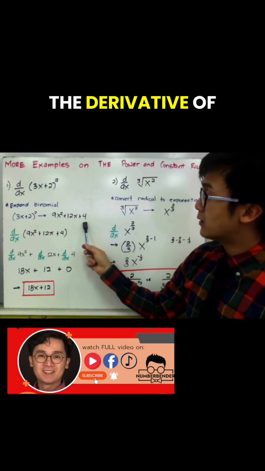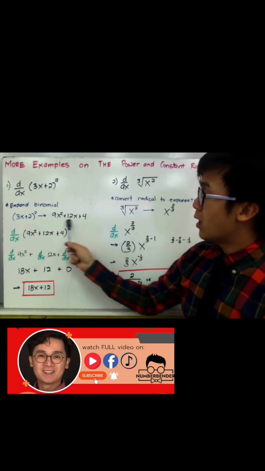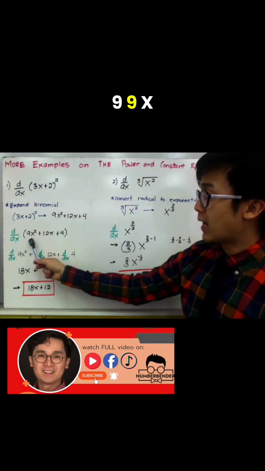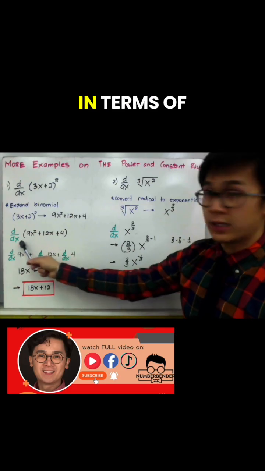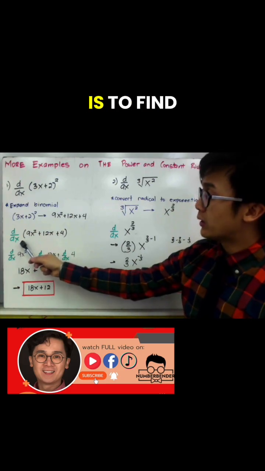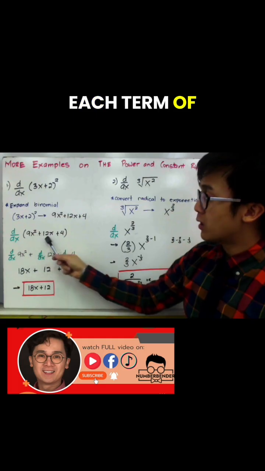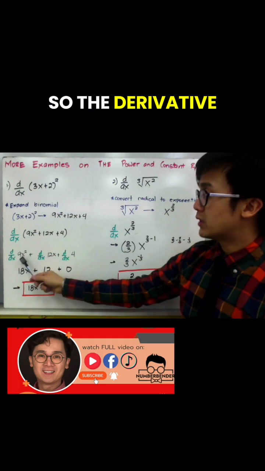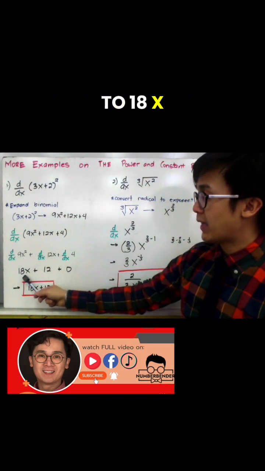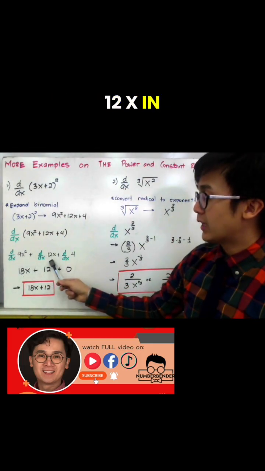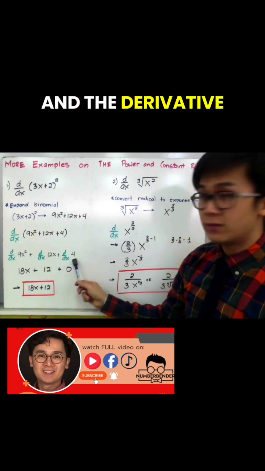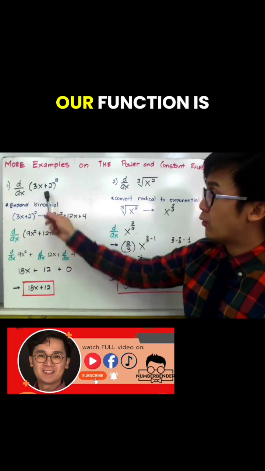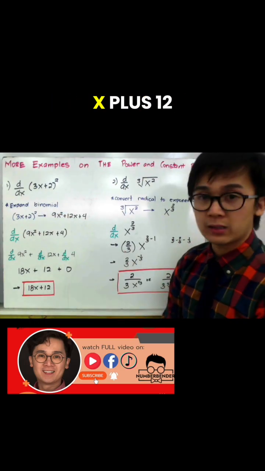And in finding the derivative of this simplest form, or a converted form of our function, we now have the derivative of 9x squared plus 12x plus 4 in terms of x. So what we need to do is to find the derivative of each term of our polynomial to find the derivative of our function. So the derivative of 9x squared is equal to 18x. The derivative of 12x in terms of x is 12, and the derivative of 4, which is a constant, is equal to 0. Therefore, the derivative of our function is equal to 18x plus 12.